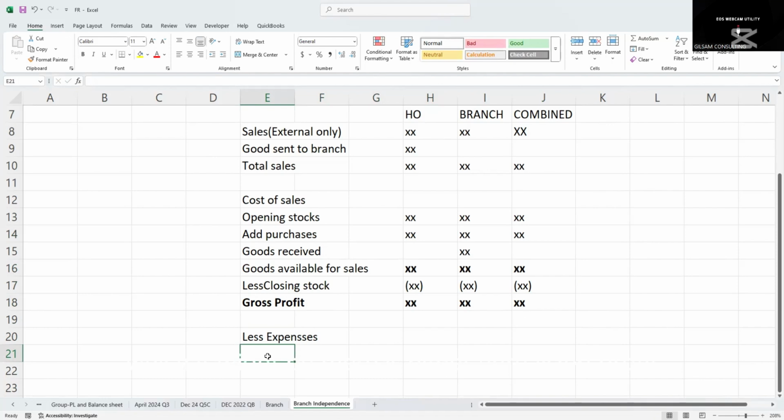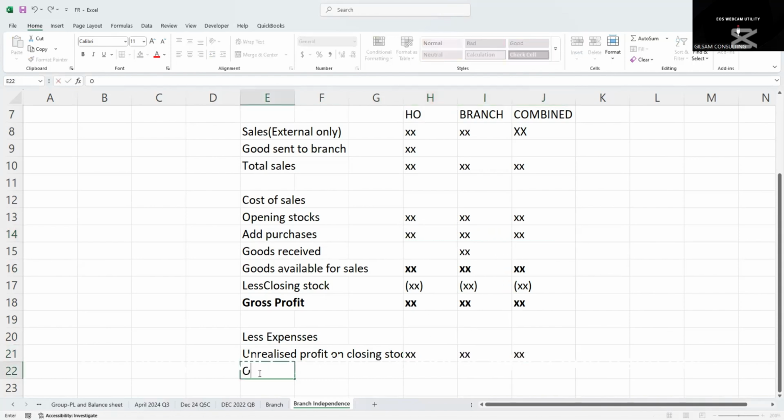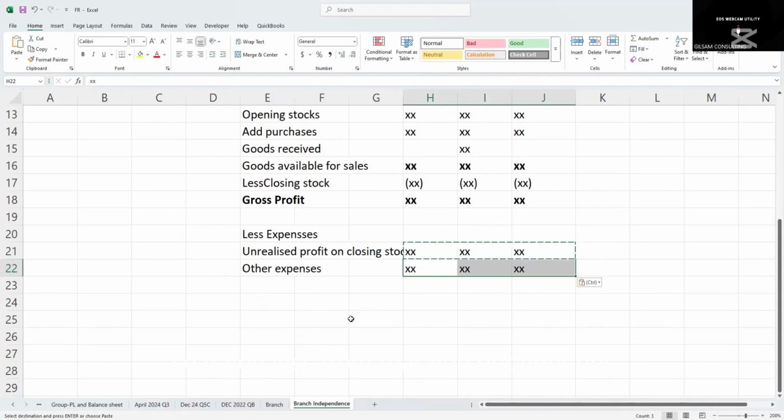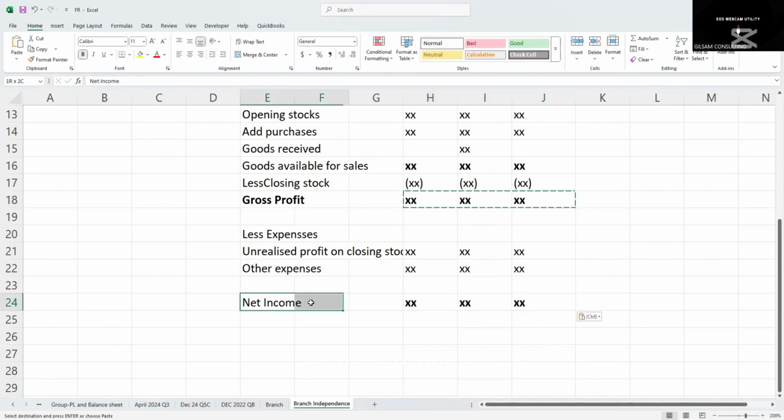But the one which might be there is unrealized profit, which is not a common expense. Unrealized profit on closing stocks. Apart from the common one, we have other expenses, then you will say other expenses, which we don't know. So if you less from that, you get your net income or the profit.